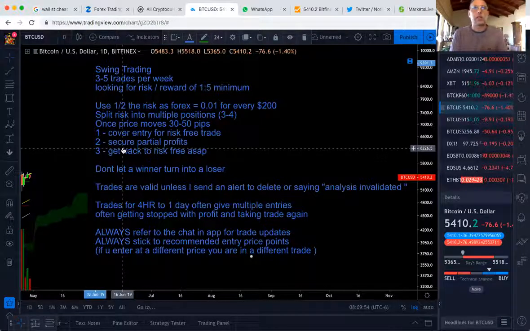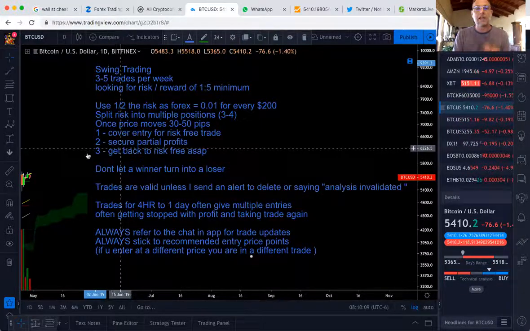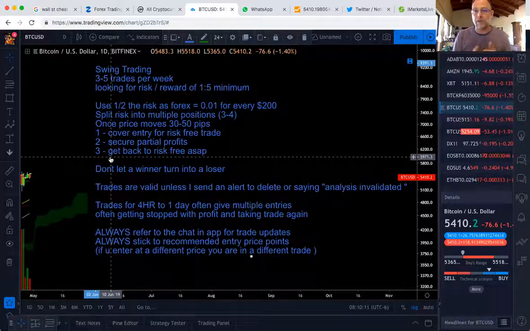So the market moves 30, 50 pips, you secure your entry on 2 to 3 orders, and with that 4th order or with that 3rd order, or whatever you do, you want to put a stop loss in profit so that if the market comes back to the entry point, you at least stop out with partial profits, okay? The idea is to get back to a risk-free trade as soon as possible, all right?